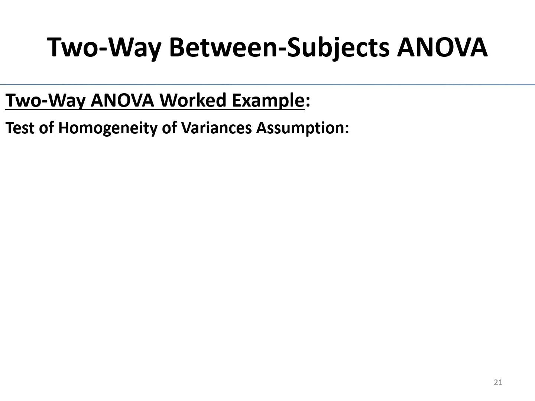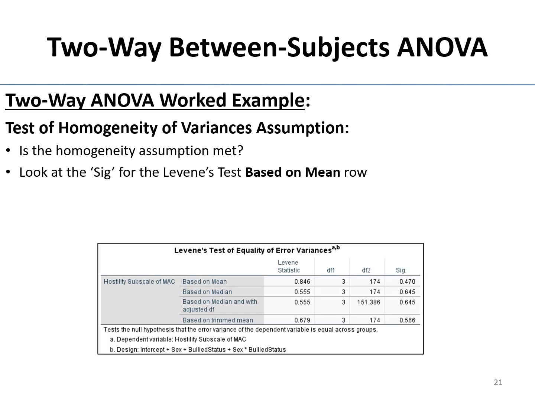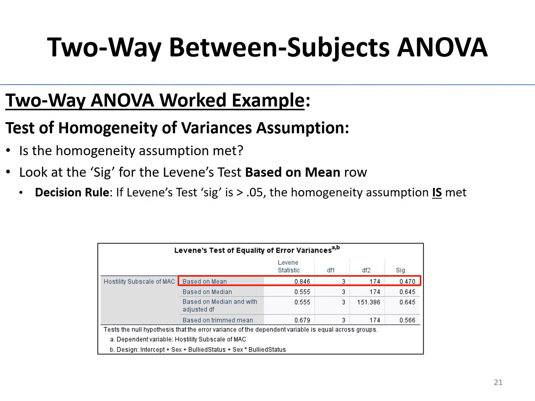So continuing, first stop on the way to hopefully a cool interaction is to do a test of homogeneity of the variance, the homogeneity of variances assumption. The question here is, is the homogeneity assumption met? So let's look at the SIG for the Levene's test based on mean row. And there it is, there's our output. The top row is our based on means row, and we're going to look at that SIG value on the far right, 0.470.